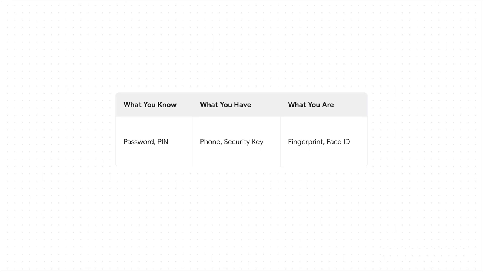There are really only three ways to prove your identity. First, there's something you know, like a password or a PIN. Then there's something you have, like your phone or a special security key. And finally, there's something you are, think fingerprint or Face ID. Now, when you use two or more of these together, that's called multi-factor authentication, or MFA. And trust me, it is an absolute game changer.